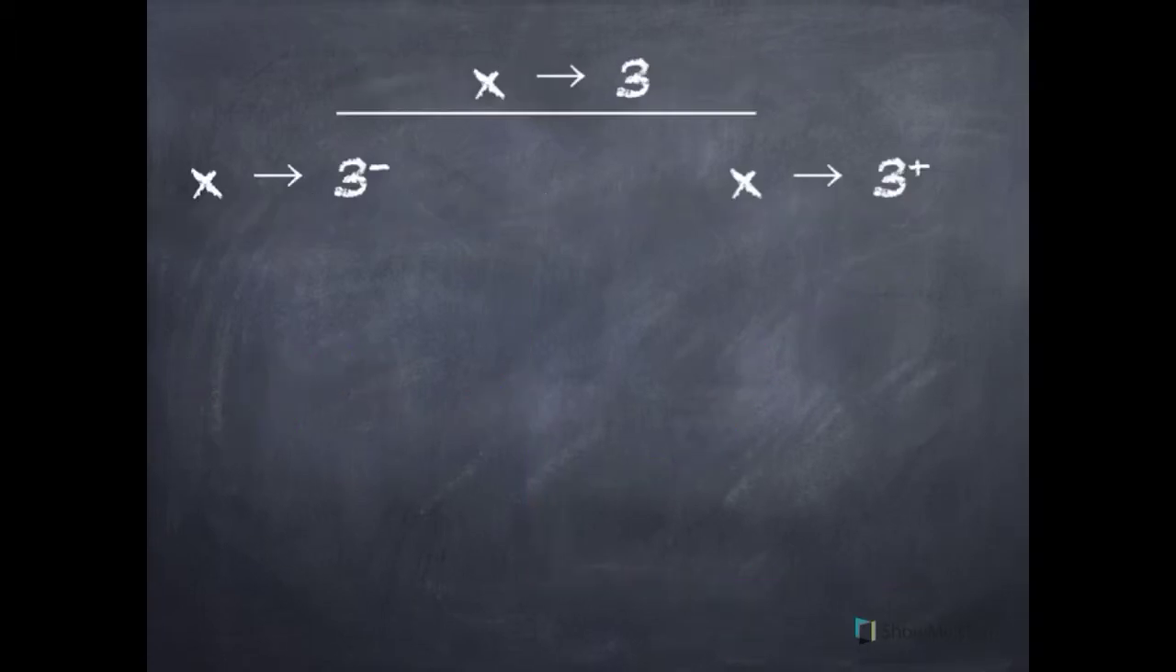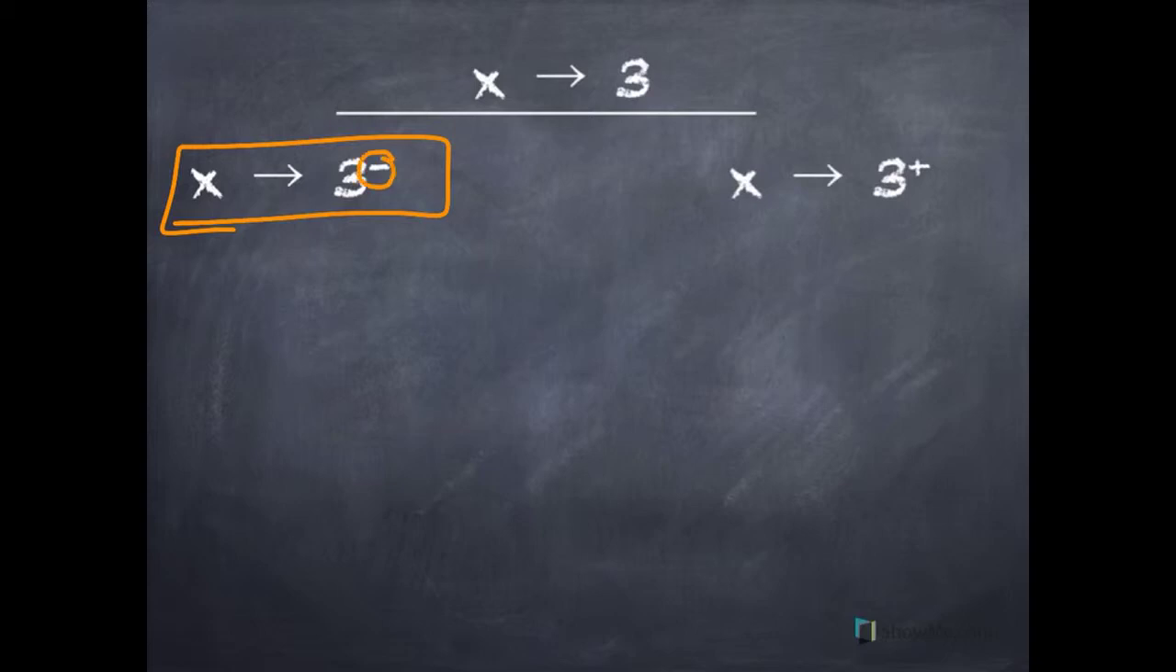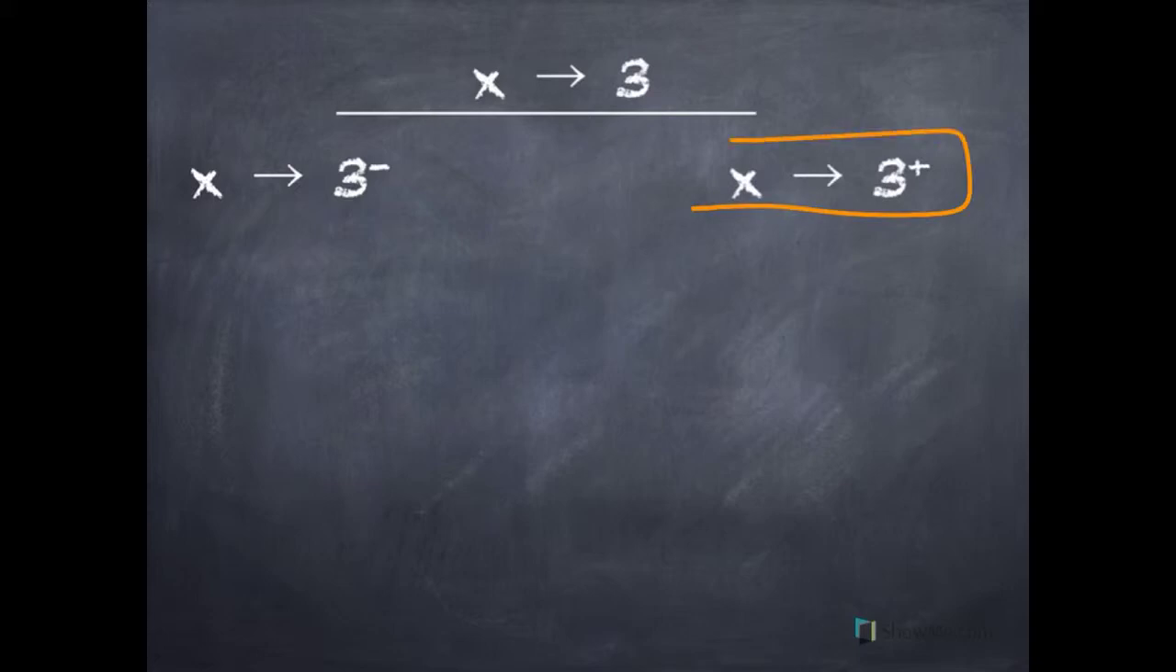Let's discuss some symbols here. This here at the top says x approaches 3. That's what that means. Here on the left, what this is saying is x approaches 3 from the left. This little negative here is after the 3, and it's superscript. It means approaching from the left. Over here on the right, it's saying x approaches 3 from the right. This little plus superscript means you're approaching it from the right.